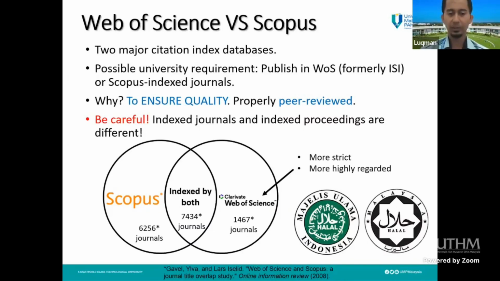Just be careful in terms of index journals dengan index proceedings different. Dia index journals ni kena. Sebab saya highlight ni sebab kadang-kadang tu ada juga Scopus index proceedings. Proceeding ni conference lah basically kan. You present a paper in conference, habis tu mungkin paper in the conference tu masuk dalam proceeding. Dia tulis lah Scopus index tapi kena make sure dia either is journal or proceeding. Kalau proceeding selalu rendah sikit lah quality compared to journals.